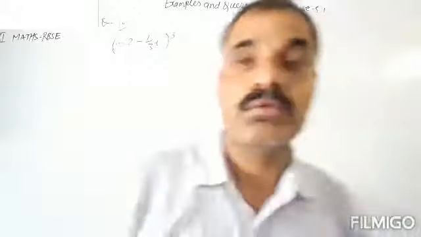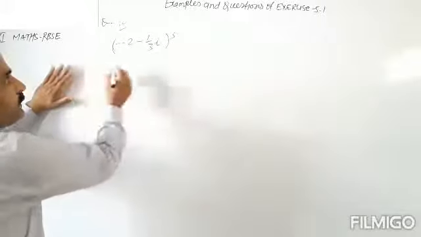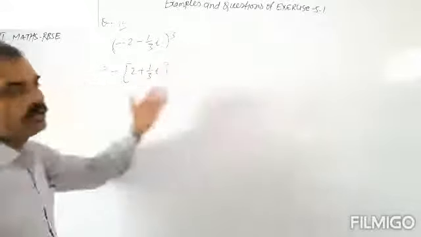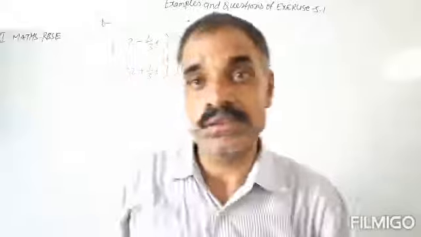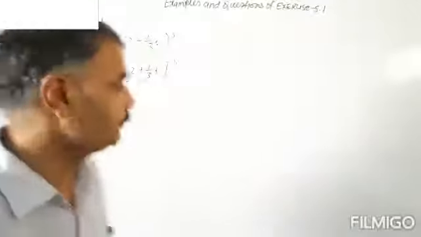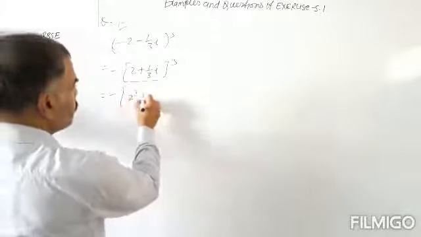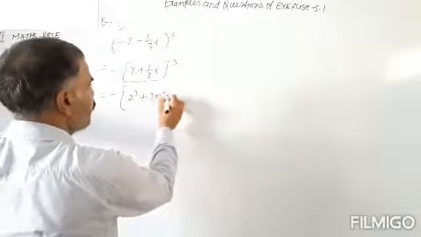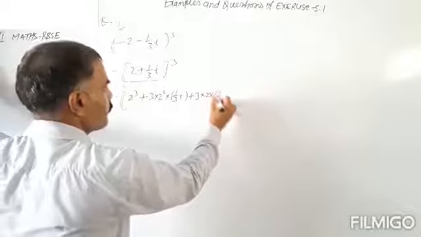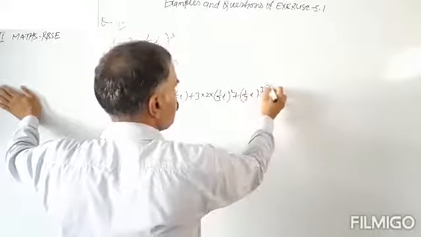Okay, so we have to solve this. Now taking minus 2 outside the bracket, so minus 2 plus 1 upon 3 iota to the power 3. Now no problem should be there. Both the terms are positive and we will use (a plus b) whole cube. (a plus b) whole cube means a cube plus 3 a square b, that is 1 upon 3 iota, plus 3 a b square, 1 upon 3 iota square, plus b cube, 1 upon 3 iota whole cube.